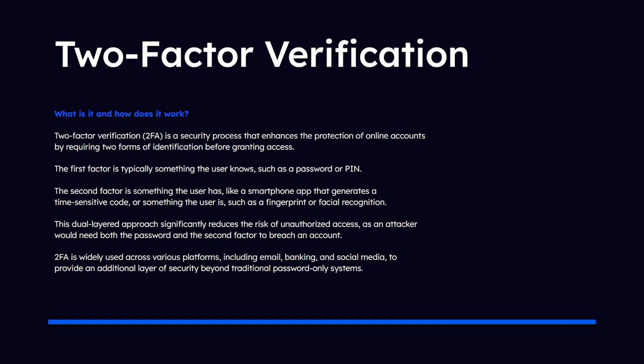The second factor is something the user has, like a smartphone app that generates a time-sensitive code, or something the user is, such as a fingerprint or facial recognition. This dual layered approach significantly reduces the risk of unauthorized access, as an attacker would need both the password and the second factor to breach an account. So, this two-factor verification is widely used across various platforms including email, banking, and social media, providing an additional layer of security beyond traditional password-only systems, which is fantastic.